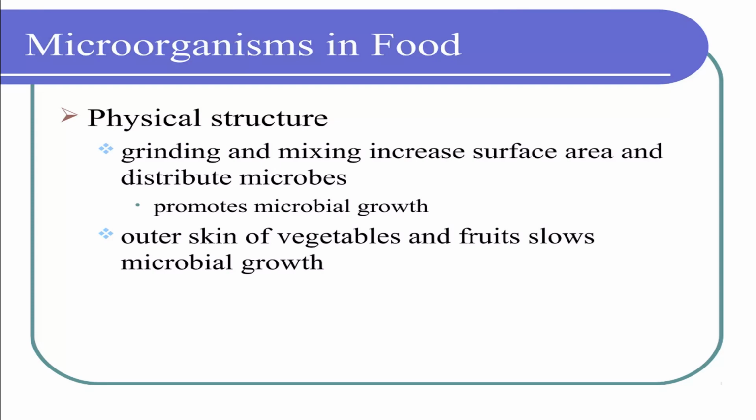Physical structure. Grinding and mixing increase the surface area and distribute the microbes, which promotes microbial growth. Outer skin, if peeled off vegetables and fruits, generally slows down microbial growth.